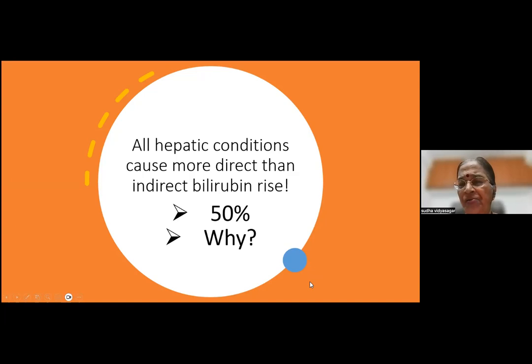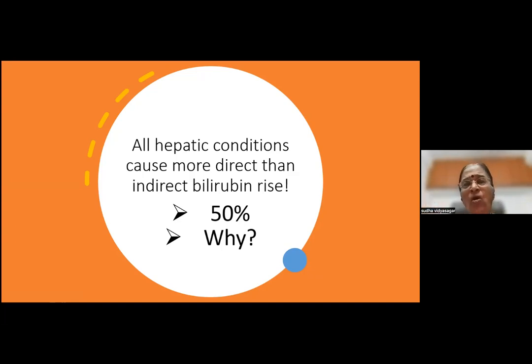Yeah? Because, okay. No, actually the conjugative function is okay. The excretory function is more affected. In any liver disease, the excretory function is more affected than the conjugative function. So the liver has both the functions. That is why, because the excretion is less, the direct bilirubin is always more than 50%.